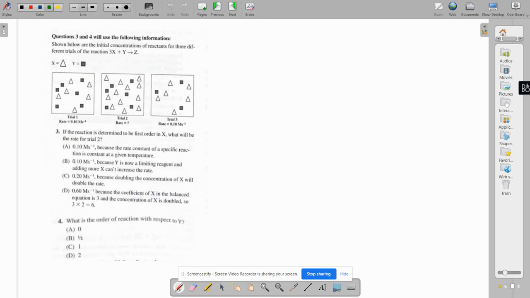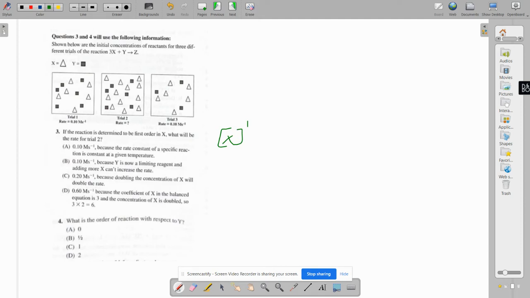This one's kind of a fun one because it looks like a simple differential rate laws problem again, but you just have to do some counting because you have these molecular drawings to look at instead of just numbers. So let's see what we got here. The first question says, if the reaction is determined to be first order in terms of A, what will be the rate for trial 2?